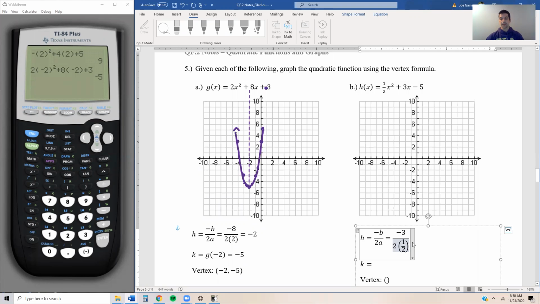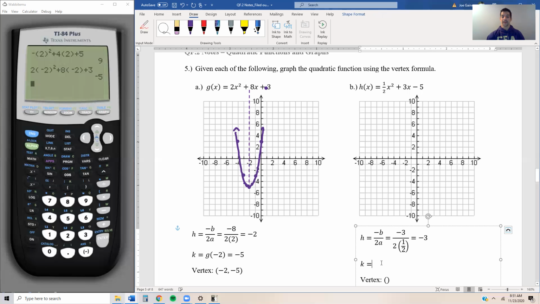If you type this in the calculator, make sure that you put 2 times 1/2 in parentheses or write it out as a fraction, as we see here on the screen. So if I have negative 3 over 2 times 1/2, that's essentially the same as negative 3 over 1, which would give us negative 3.